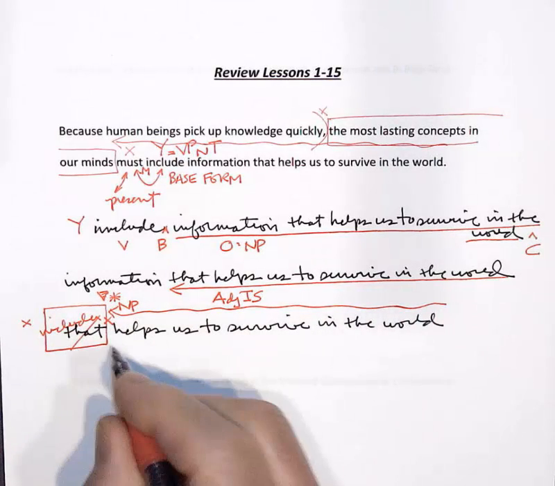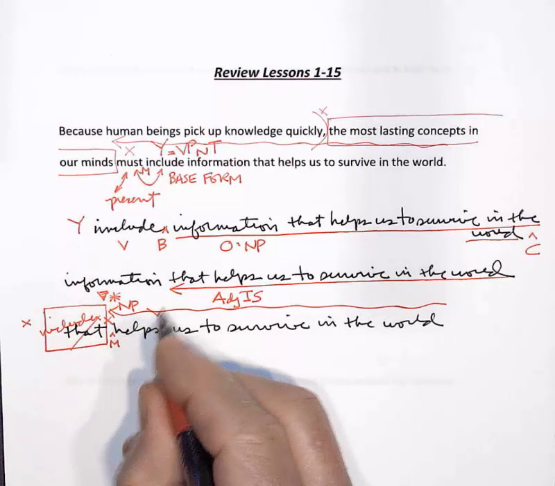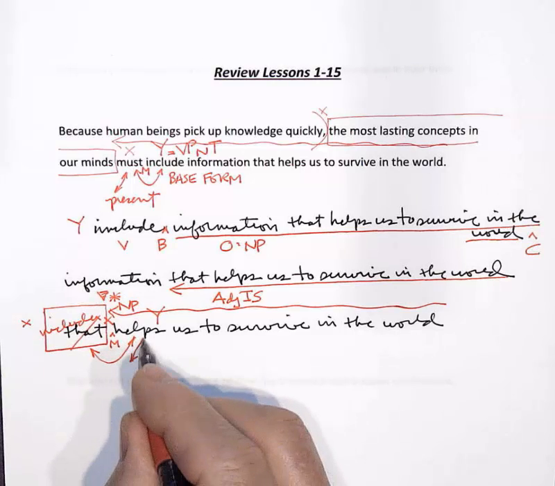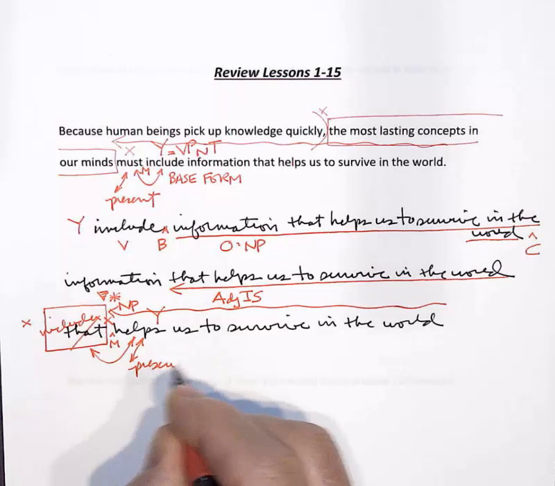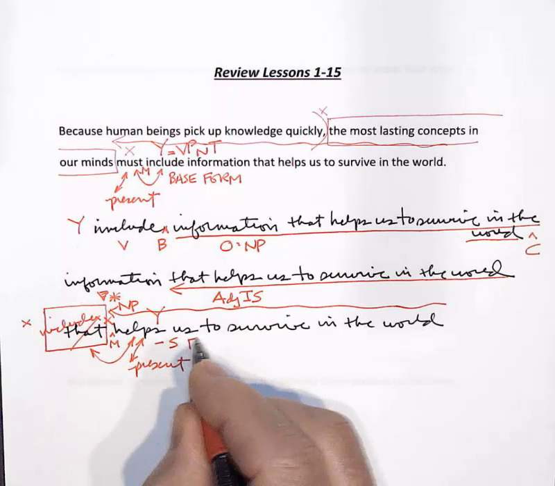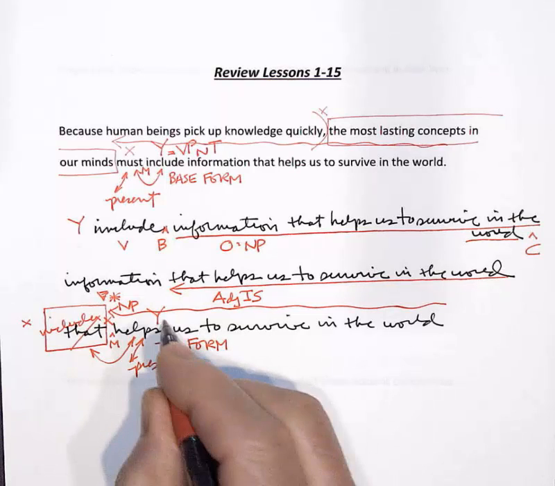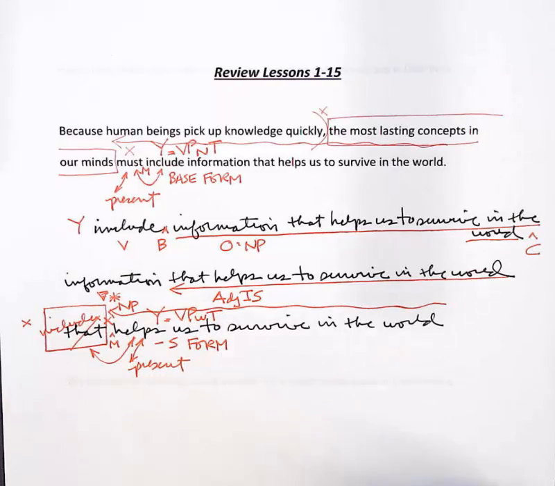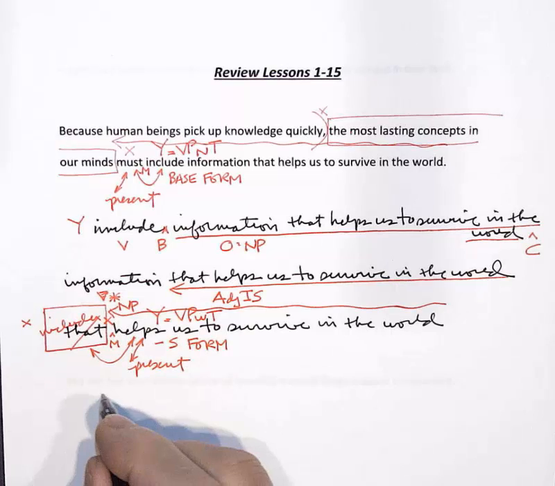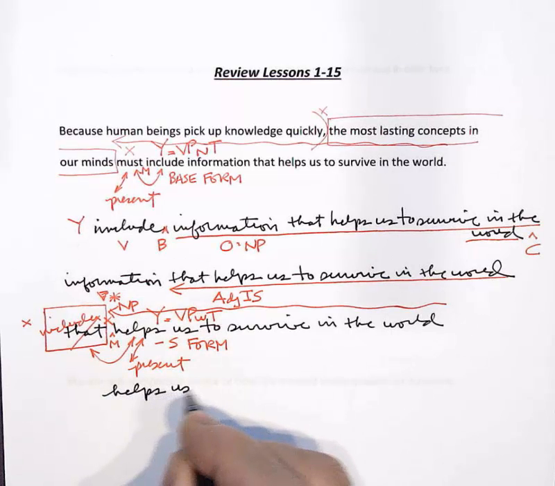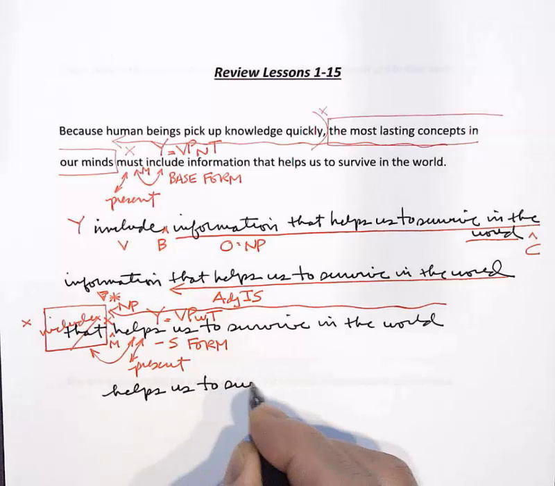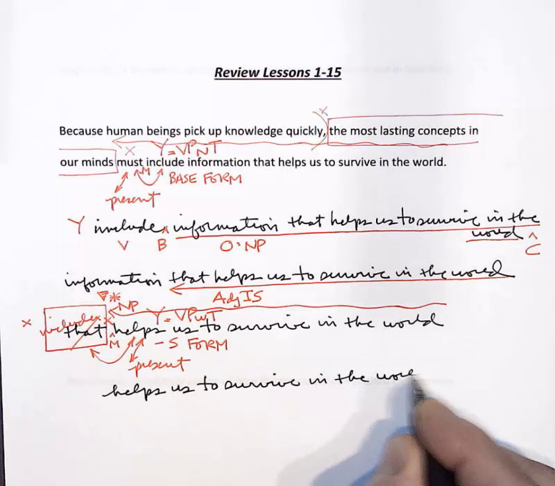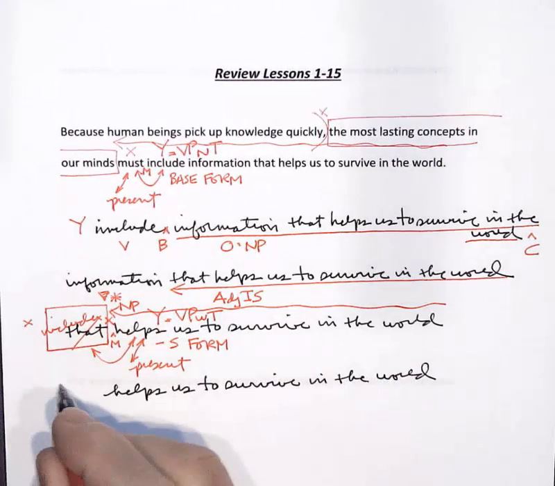The predicate, the M place, Y, and let's look at the ties. Helps ties with the subject, helps ties with the present, S form. Y is a verb phrase with time. Let's rewrite that. Helps us to survive in the world.